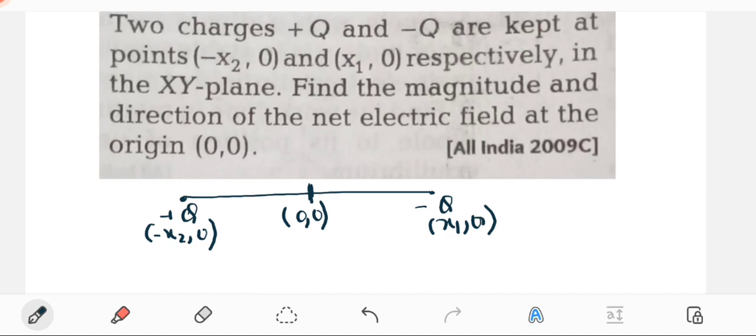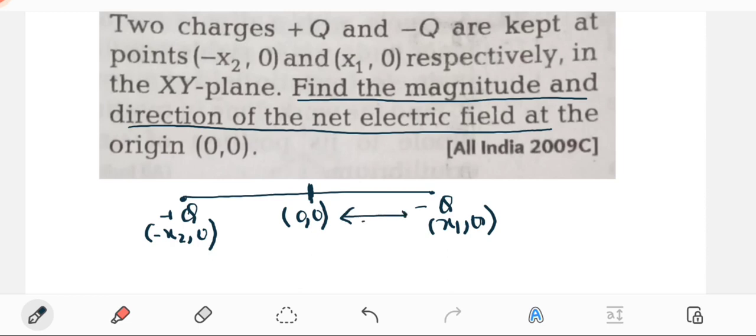Now we have to find the magnitude and the direction of the net electric field. Since this is x1, 0, this distance will be equal to x1, and since this is x2, 0, this distance will be equal to x2. Now let us consider this is point A, this is point B, and this is the origin O.